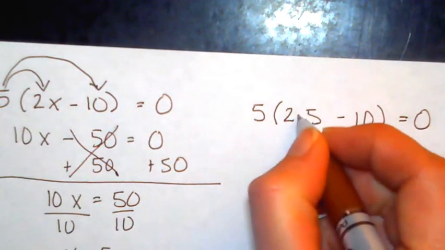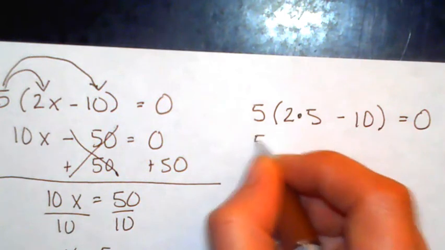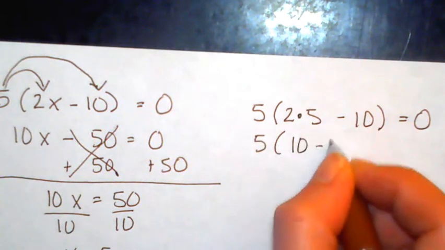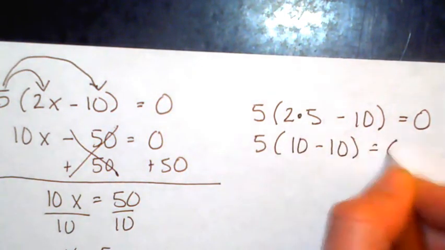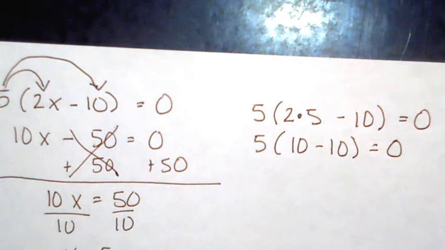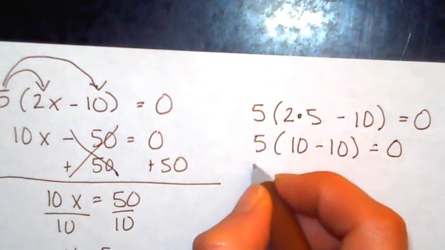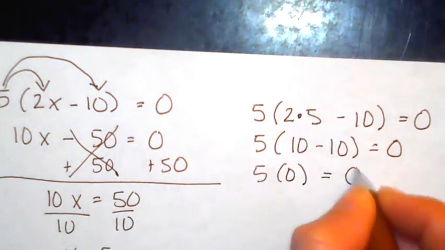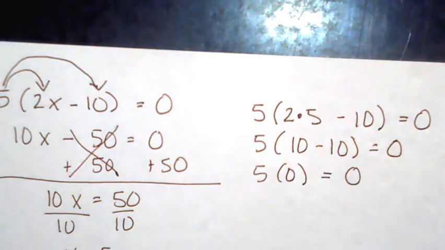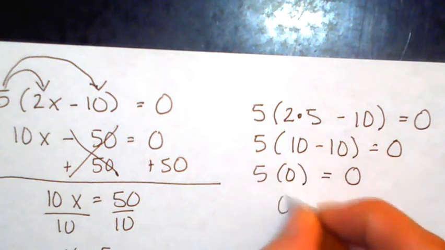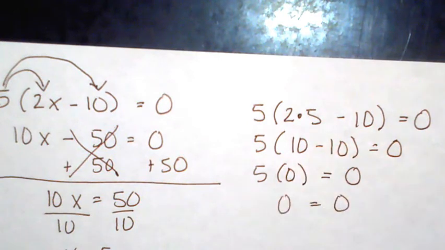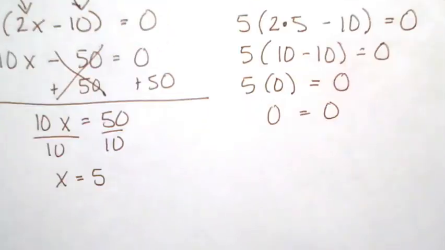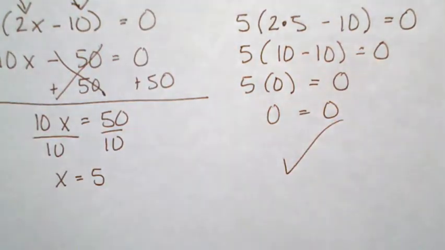2 times 5. Okay, let's check this out. 2 times 5 is 10 minus 10 equals 0. Do the math in the parentheses first. 10 take away 10, that's 0. And sure enough, 5 times 0 is 0. I have the same thing on both sides of the equal sign. That means I solved the problem and it checks out.